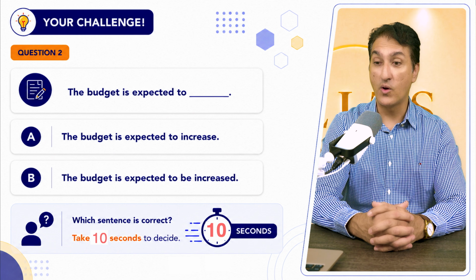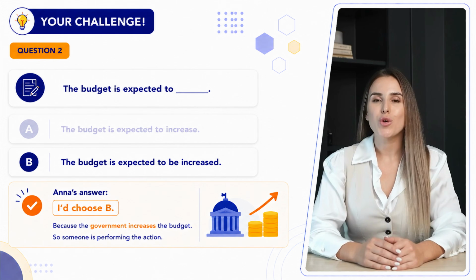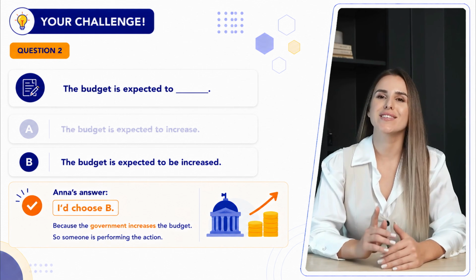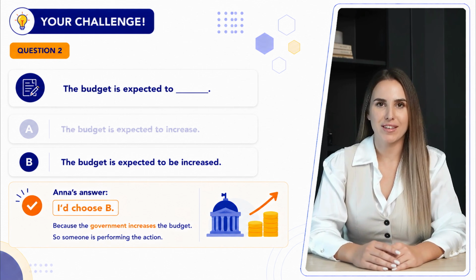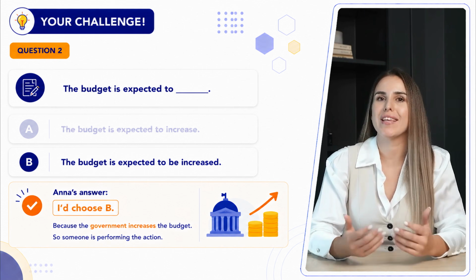Okay, Anna, what's your answer this time? I would choose B, because the government increases the budget, so someone is performing the action. Excellent. You have gone from being confused at the beginning of today's lesson to explaining the rules confidently. I'm proud of you. I can't believe it! At the beginning of the lesson, I thought these four structures were really confusing. Now they actually make sense.